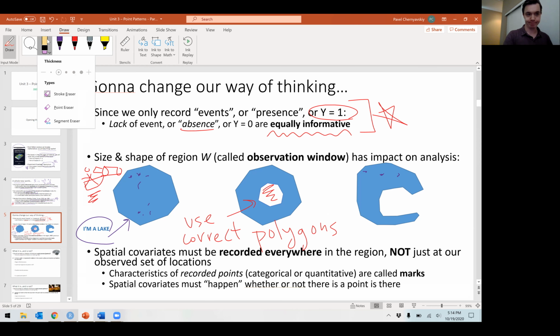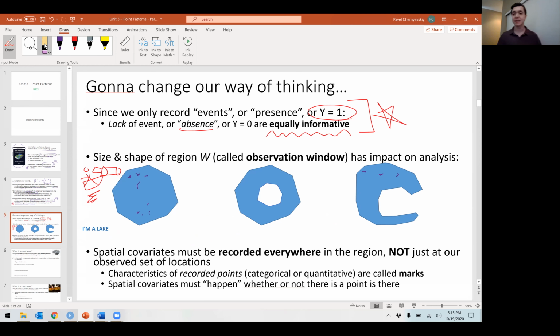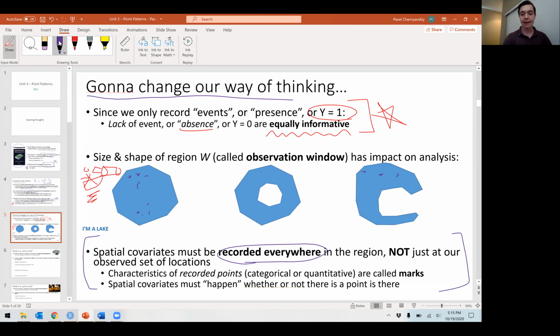Spatial covariates. For those of you who are not spatial statisticians, you tend to think of covariates as follows: you have your subjects, you have your rows of data, and there's a covariate that is measured for every row of your data. So we're going to change our way of thinking and write ourselves a different set of rules, because our spatial covariates must be recorded everywhere and not just at our observed set of locations.